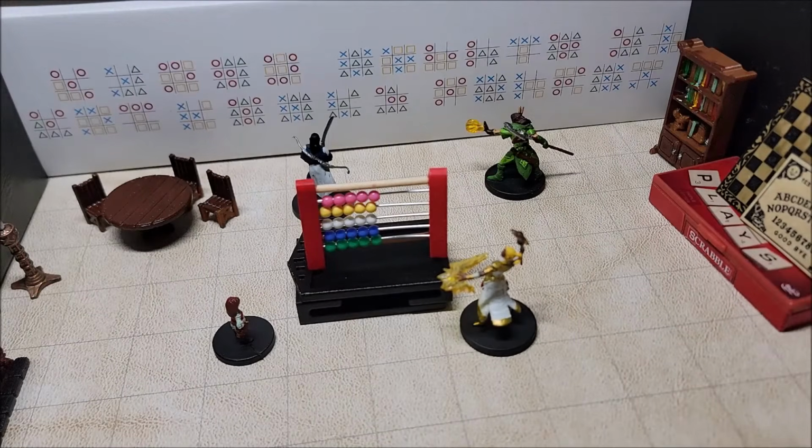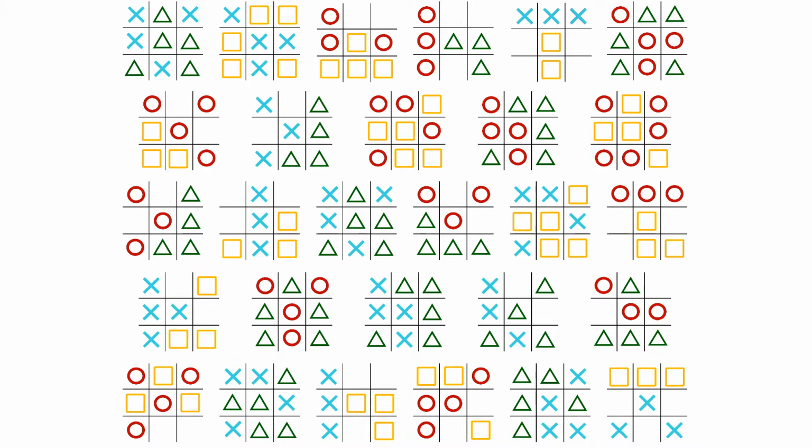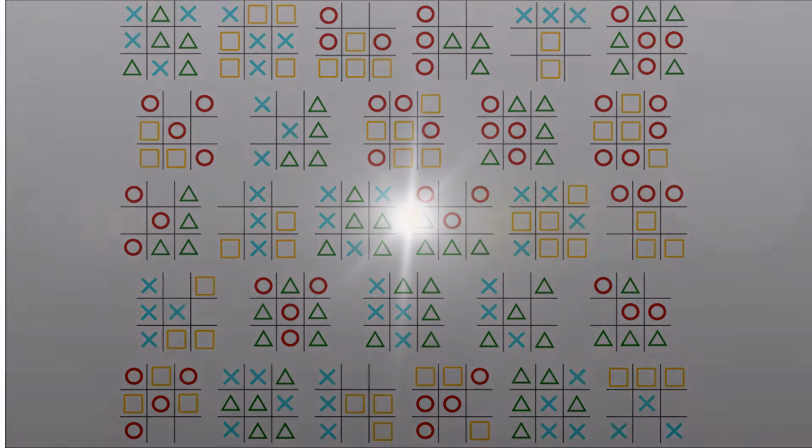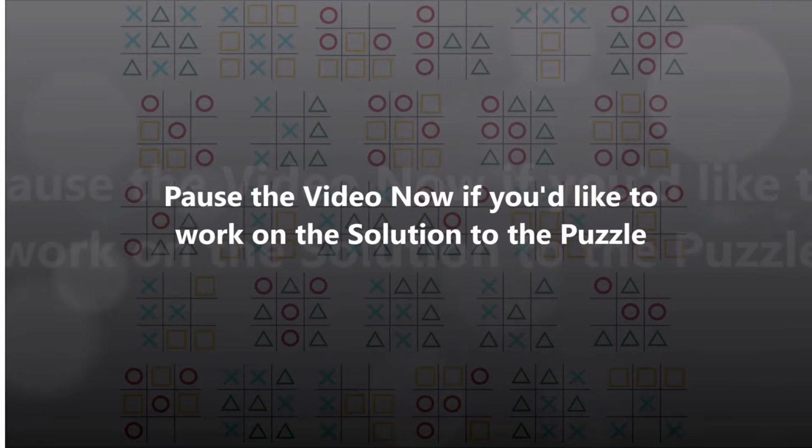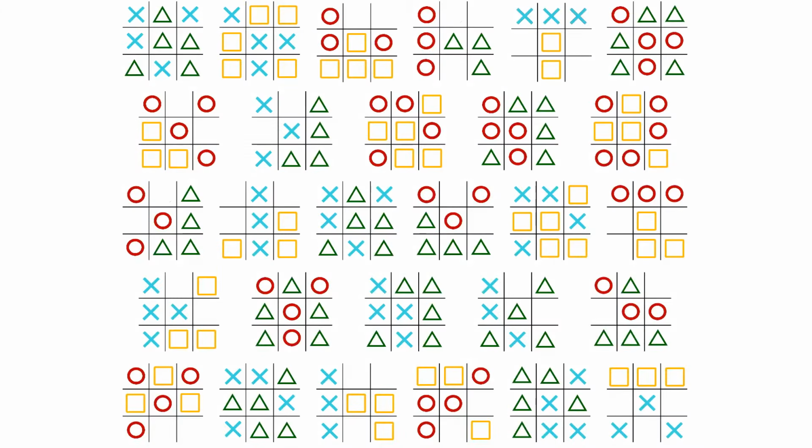So now that you can see the handout of all of the tic-tac-toe games that were played, and you know what the abacus looks like, how would you solve the puzzle? Feel free to pause the video if you need a few moments to figure it out. Did you get it? Great, let's go with the answer.